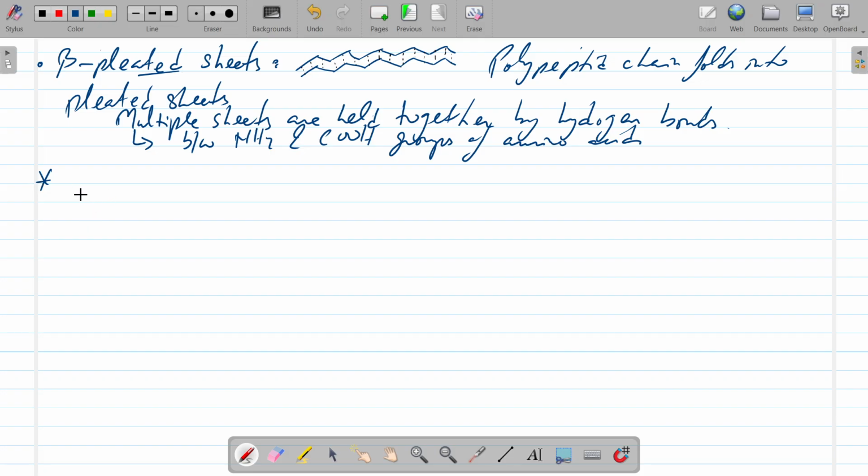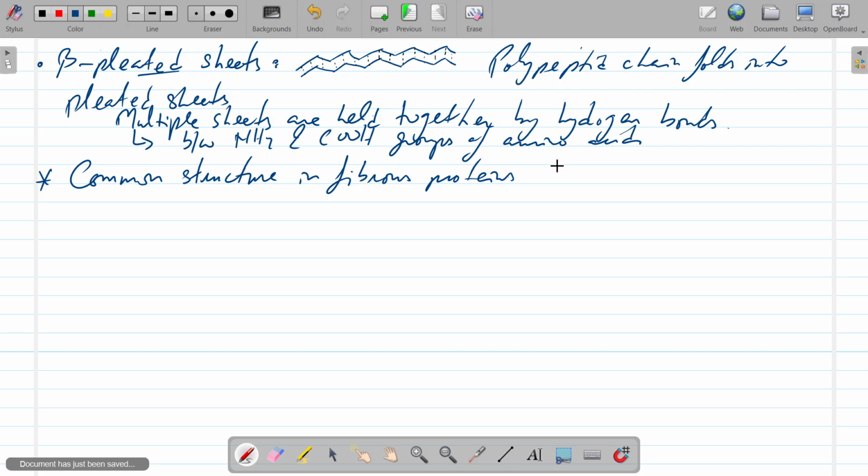Now, one thing to keep in mind is that beta pleated sheets, in fact, are common in fibrous proteins, and we'll get to what fibrous and globular proteins are. So it's a common secondary structure in fibrous proteins. And when we talk about fibrous proteins, we will understand that they contain a majority of hydrophobic amino acids.